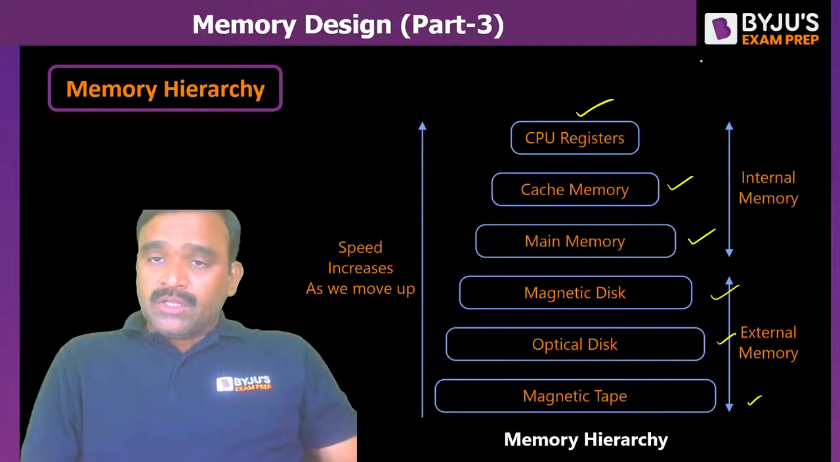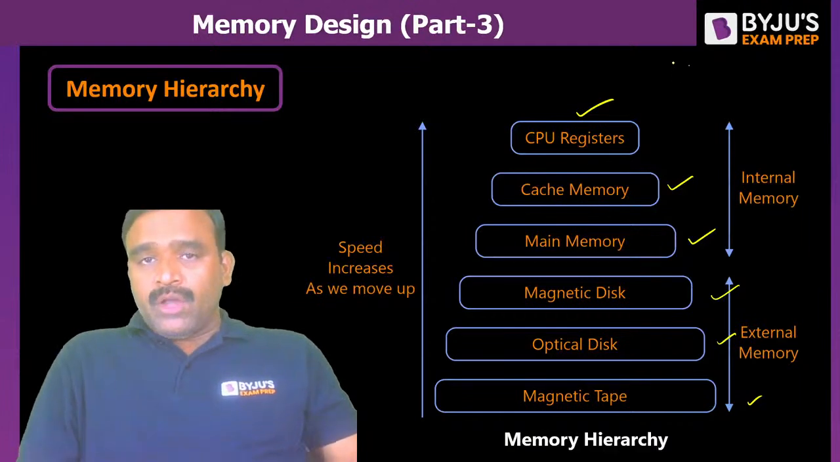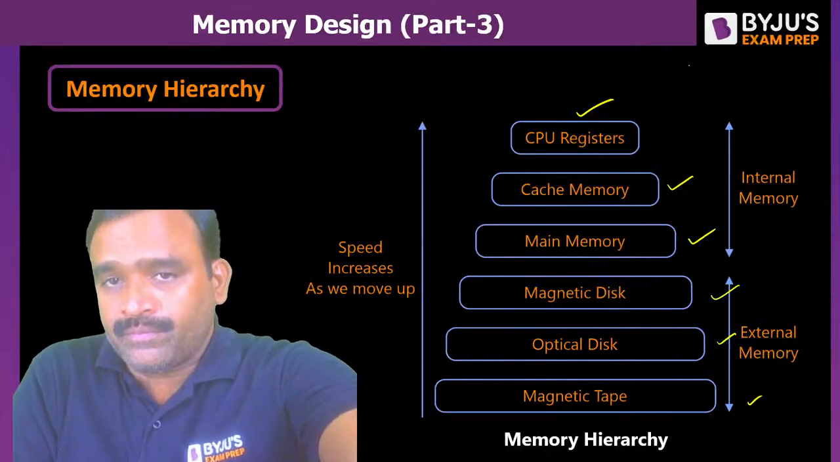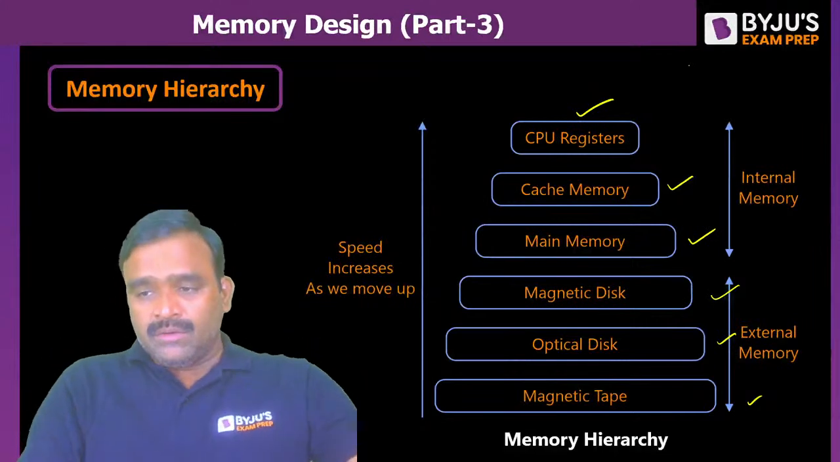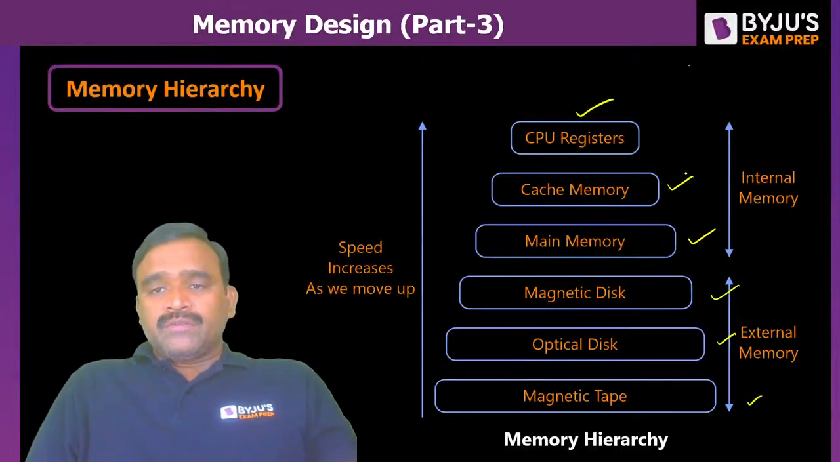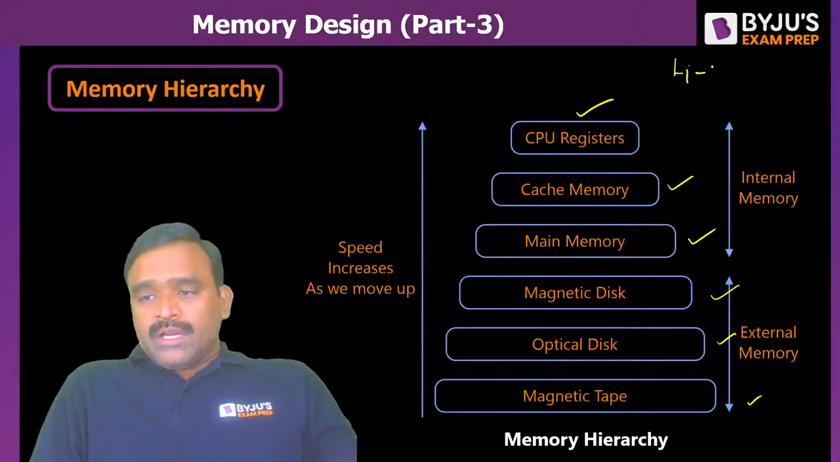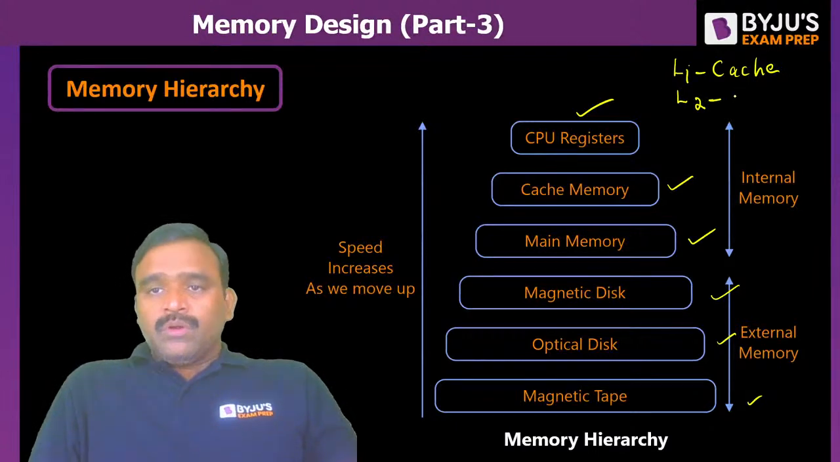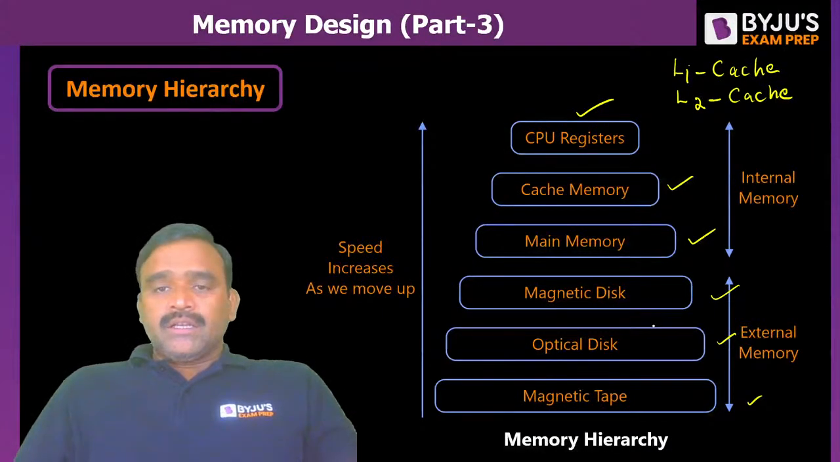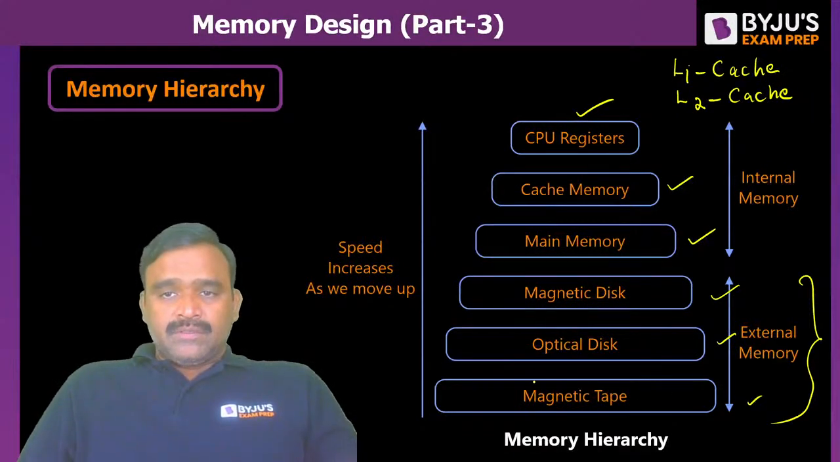In cache memory also there are two categories. We may have L1 cache and L2 cache, those are the two types of caches we use. L1 cache is also called the on-chip cache, so that is a part of the CPU chip, and L2 cache is placed in between the CPU and the main memory. These are taken as internal memories. Magnetic disk, optical disk, and magnetic tape are the external memories. Usually we use these as secondary storage devices.